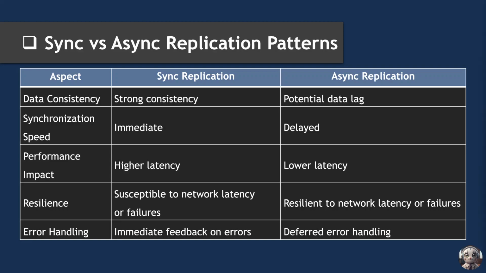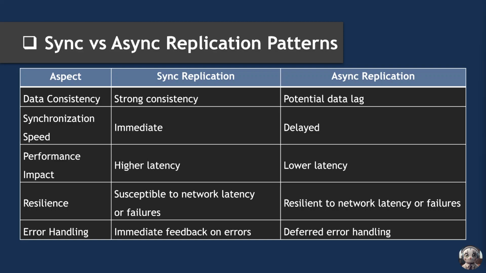Alright, let's delve into the technical differences between synchronous and asynchronous data replication. These distinctions are crucial for understanding which approach best suits your specific needs. First off, let's talk about data consistency. Synchronous replication offers strong consistency. This means that the data on the target system is always in sync with the source system in real time.